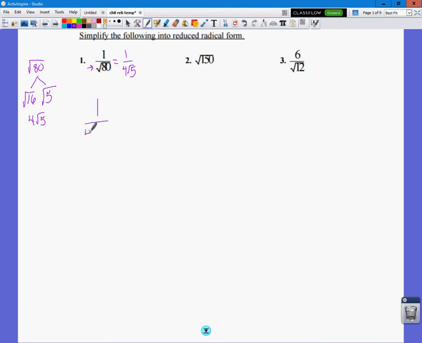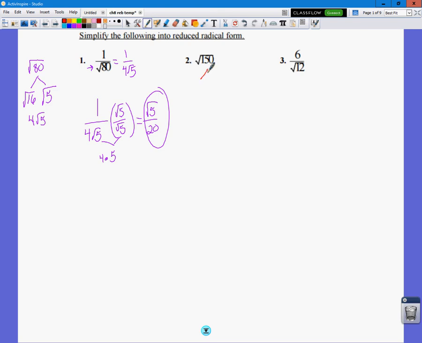If I had 1 over 4 square roots of 5, the rule says we cannot leave a radical in the denominator. We have to rationalize it. So I'm going to multiply both my numerator and denominator by the square root of 5, giving me the square root of 5 in the numerator. When I multiply a square root times itself, this would produce 5, but I still have this 4 here, and 4 times 5 gives me 20. So I have the square root of 5 divided by 20, and that's simplified and reduced.